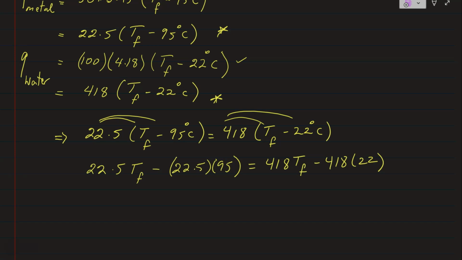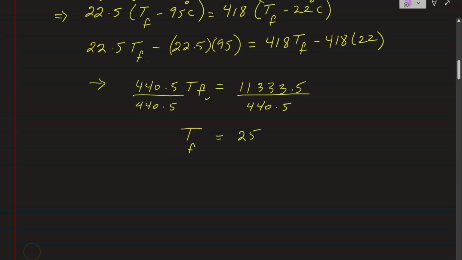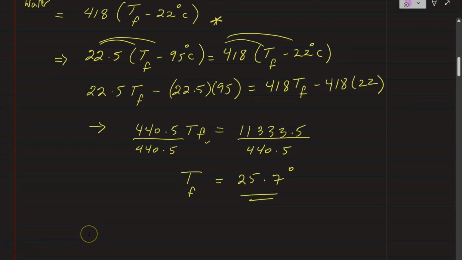Now we're going to bring everything together. We're going to collect the TF terms together and move the numbers to the other side, and polish this. When you simplify, you will end up getting this equation. This is the last piece that you get, and then you have to divide both sides by 440.5. The reason you're doing that is because you have to isolate T final. That's T final, and your T final will be 25.7 degrees.